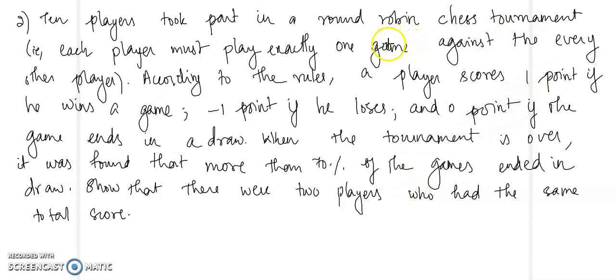So there are 10 players and the tournament is such that each player must play against every other player exactly once. He scores 1 point if he wins, -1 point if he loses, and 0 if it is a draw. It is also given that more than 70% of the games ended in a draw. Now we need to show that there are two players who had the same total score. So let us see how to apply pigeonhole principle in this problem.